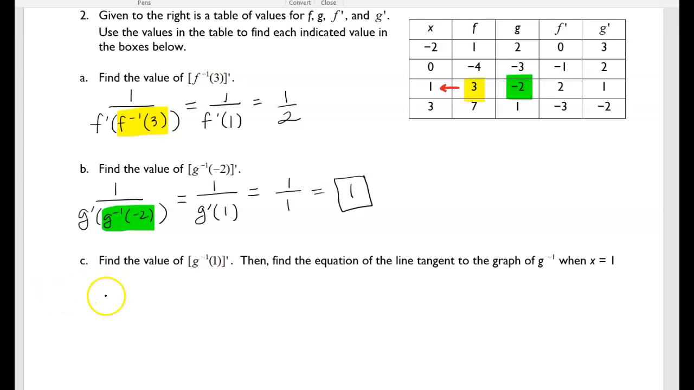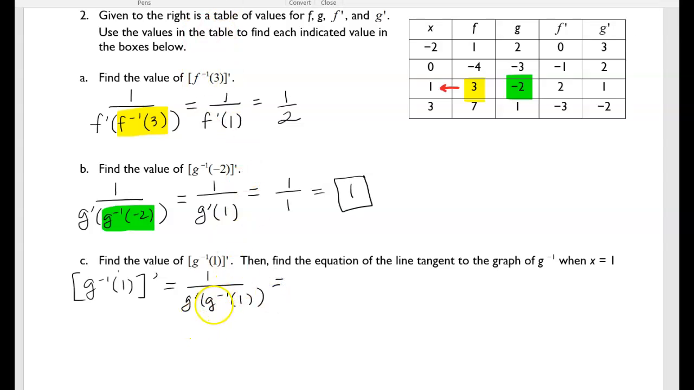In part C, we want to find the value of g inverse of 1 prime. Then we'll find the equation of the line tangent to the graph of g inverse when x equals 1. So let's start off. G inverse of 1 prime is 1 over g prime of g inverse of 1.